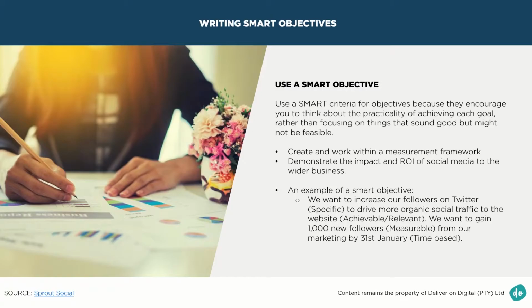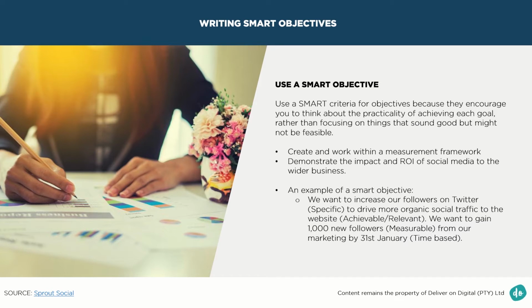In terms of how to measure and optimize, it's really strongly recommended that you use what we call a SMART objective. We want to use SMART criteria for objectives because they help us think about the practicality of achieving each goal and focusing on things which are feasible. We'll unpack the SMART criteria in a second, but essentially we're wanting to create and work within a measurement framework. We're wanting to demonstrate and understand the impact and ROI of social media to the wider business.